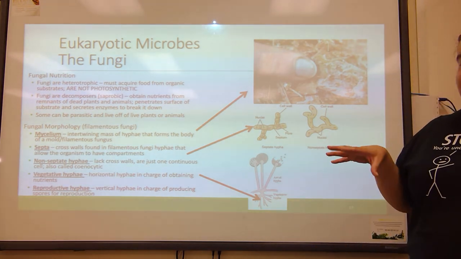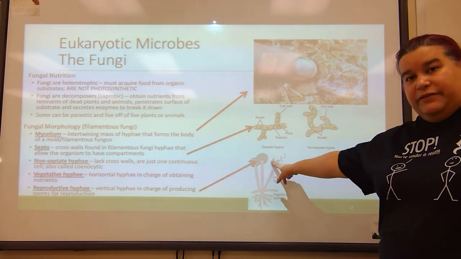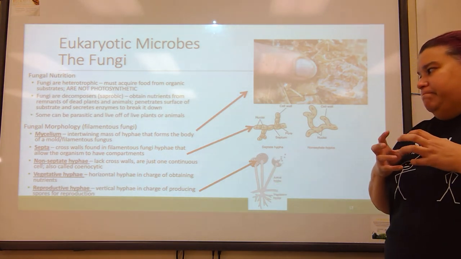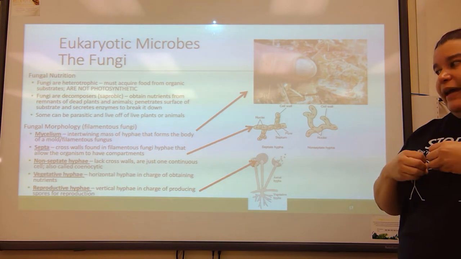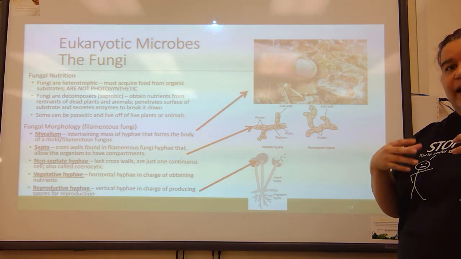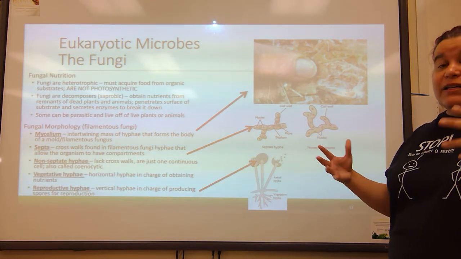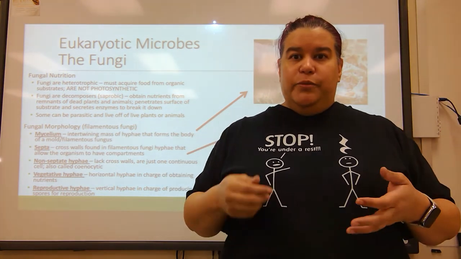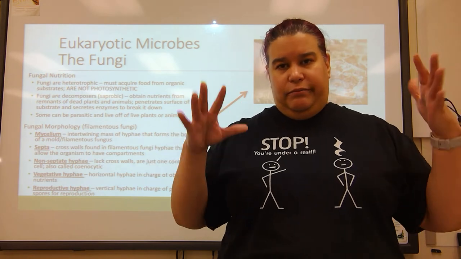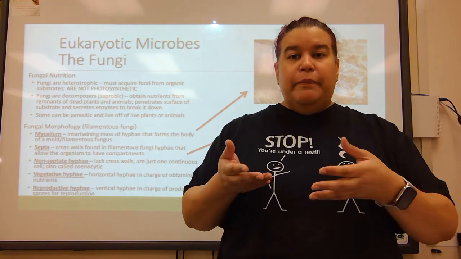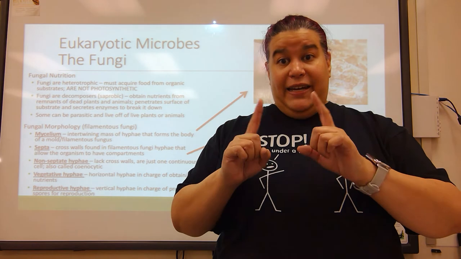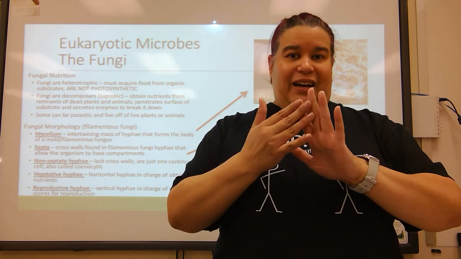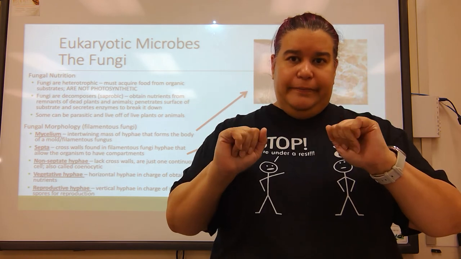However, at the top of this, we have reproductive hyphae. Reproductive hyphae will have spores that can spread and basically allow this fungus to reproduce. You'll see this in mushrooms. If you've ever seen natural mushrooms outdoors, which we have here in South Texas, where the fan is underneath the mushroom, if you touch that and then look at your hands, you've got little black dots everywhere. Those are the spores, okay?